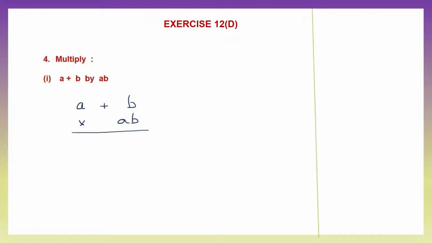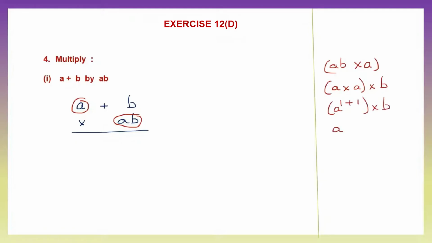So when we multiply, we need to take first the multiplier, that is AB. We can multiply it with A first or with B. So here we're going to multiply with A. So let's do that. AB into A. If it is like this, we take only the A's first. A into A into B. So A into A will be A to the power of 1 plus 1 into B. So that will be A square B. So here we've got the first part A square B, which we can write here.